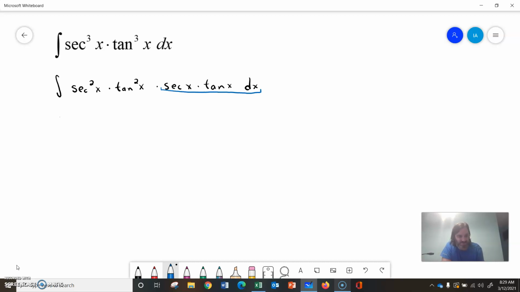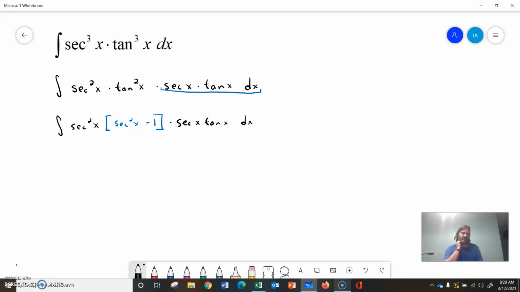So let's see here. So we're going to have the integral of secant squared x and then tangent squared plus 1 equals secant squared. So this will be secant squared x minus 1, if I'm not mistaken. So let me think. Yes, that's right. And so that'll be times secant x tangent x dx.